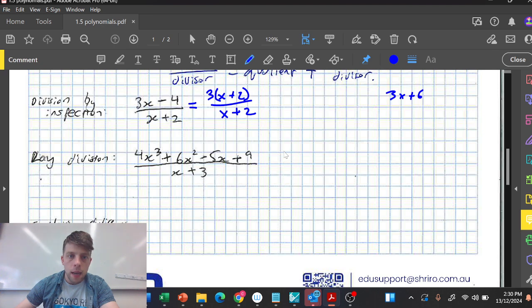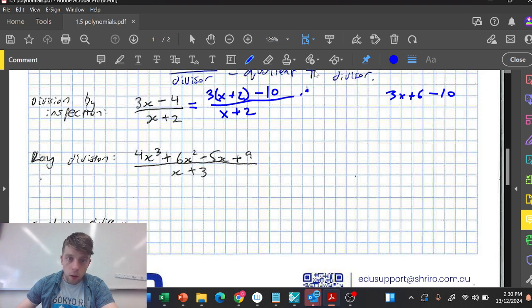So how can I say that this is equal to this? Well, we need to account for this minus 4 here. We can use the fact that 6 minus 10 is equal to minus 4. So that tells us that this expression over here is in fact the same as this, plus minus 10, because if we expand these brackets, we get 3x plus 6, and 6 minus 10 is equal to minus 4. So this will be the same as what we have over there.